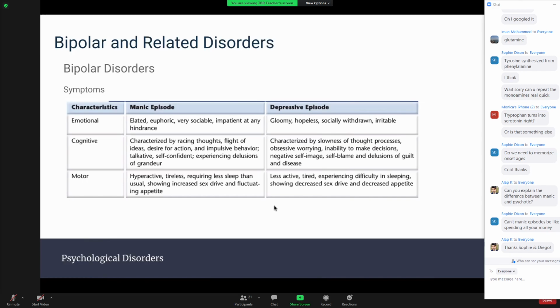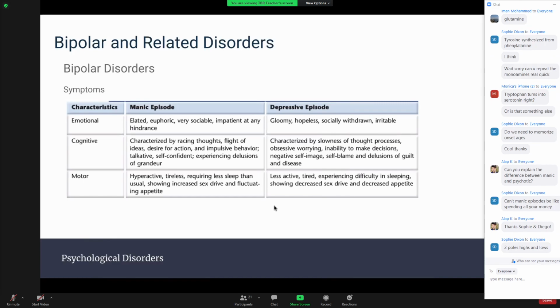But the distinguishing part is that for bipolar, there's also depressive episodes. So you should think about this in terms of the oscillation of the two things. And please do not think bipolar is DID. That's also a nice way that they can trick you, which is thinking that bipolar is about bipolar personalities. And it's not. That's dissociative identity disorders.